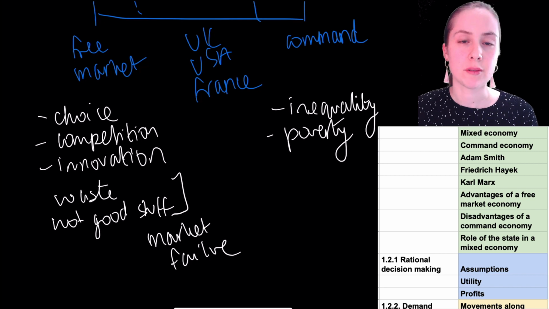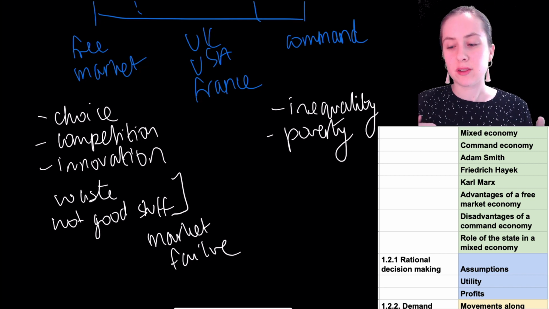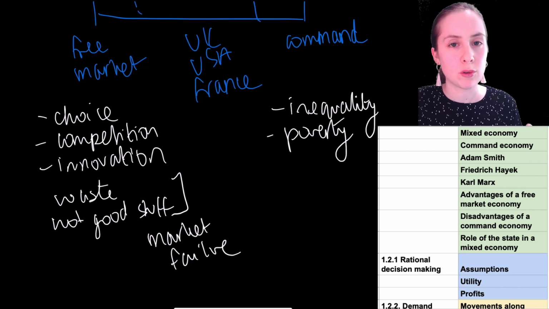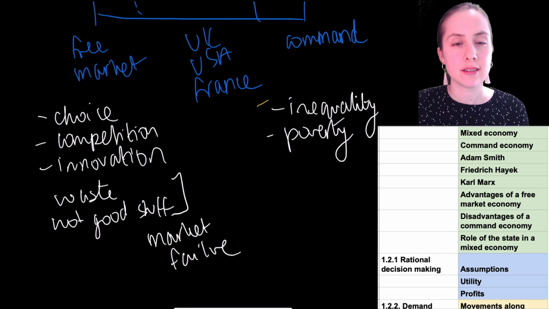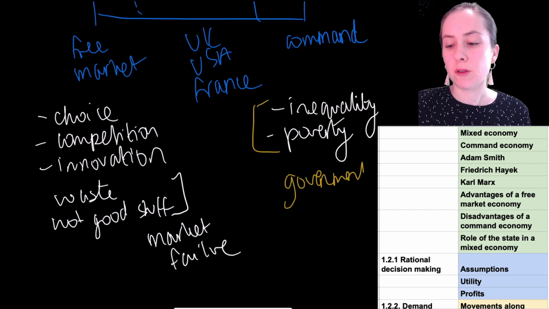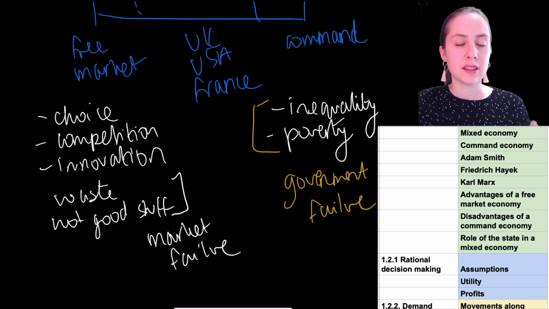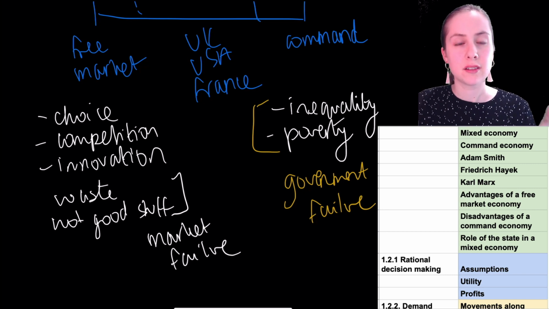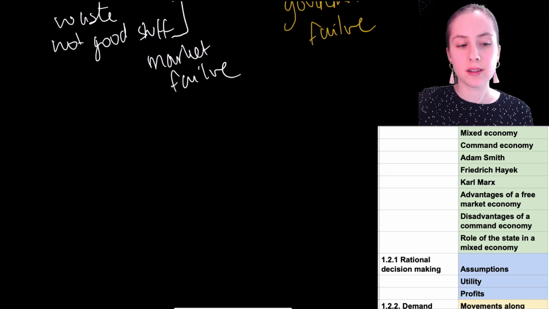Command economies can also get it wrong. The government might think that something is a great idea and it turns out not to be what people want or what people like, in which case that could also create waste. And that is also what we call a government failure. Either way, whichever economy a country has, all of these styles are difficult to run and difficult to get right.